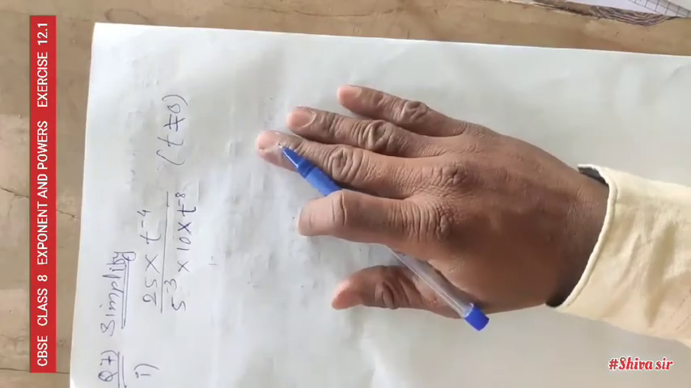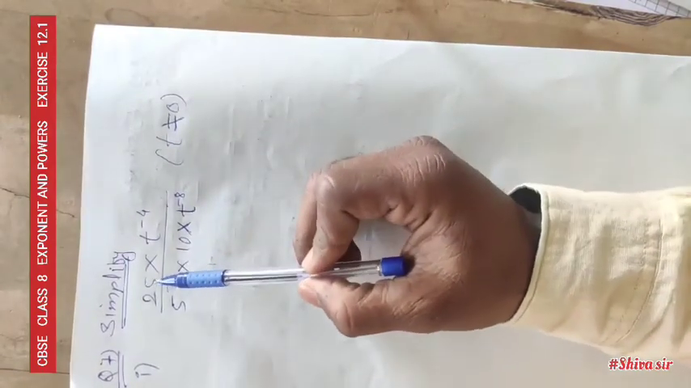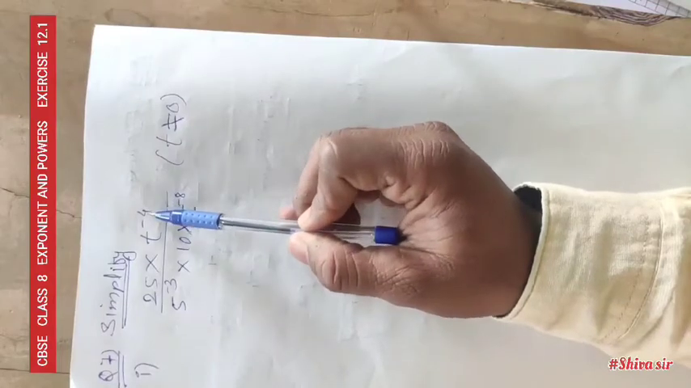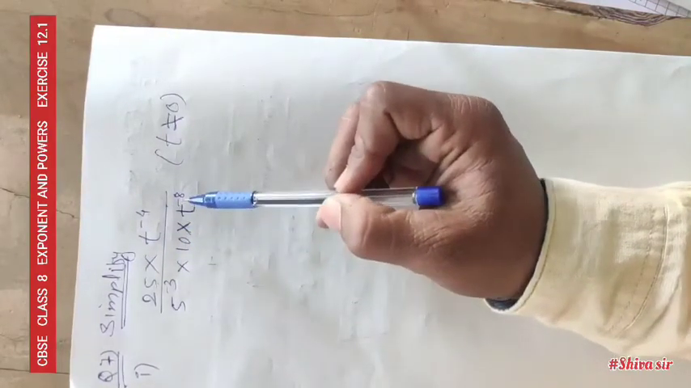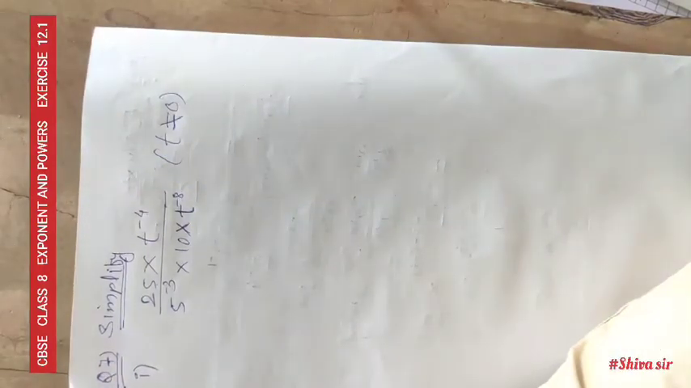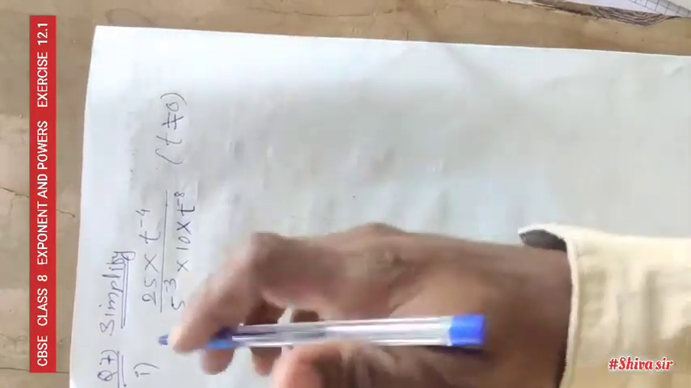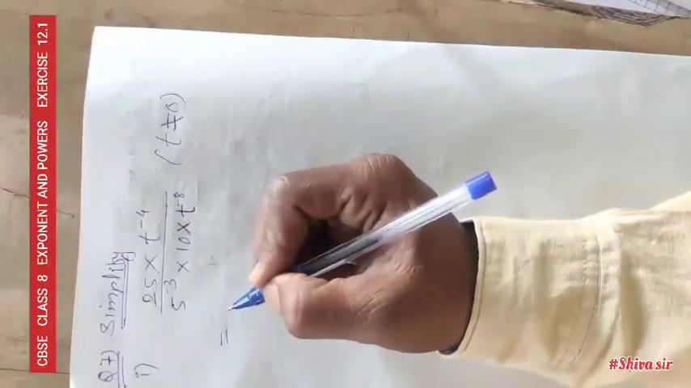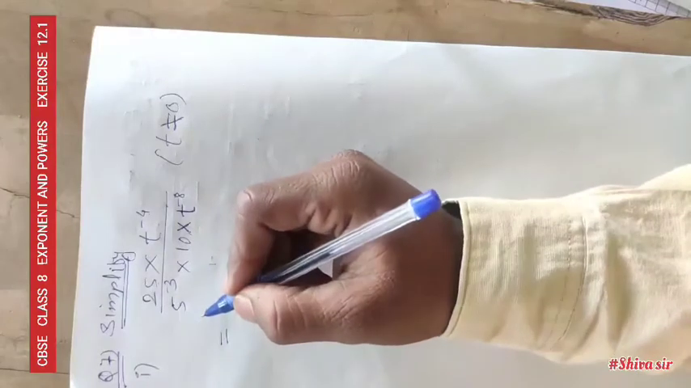Now dear students, our question number 7 is to simplify, and the given expression is 25 into t raised to the power minus 4 upon 5 raised to the power minus 3 into 10 into t raised to the power minus 8, and also given is t does not equal 0, that is, the value of t is never equal to 0. To solve these types of examples, in the next step we simply write it as it is.